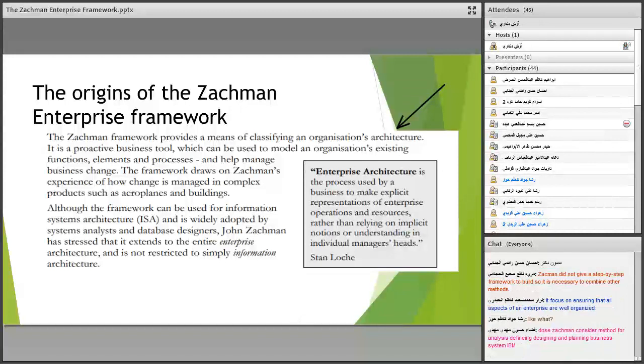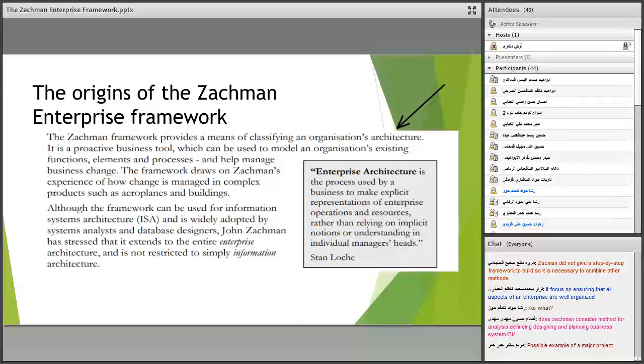I said, the Zachman framework helps to bring flexibility to the enterprise in the case of change, if you need to change. Because I said in the previous sessions, in the previous discussions that we had, the businesses change all the time, and this change happens every time and every second, and you need to have flexibility within your enterprise.